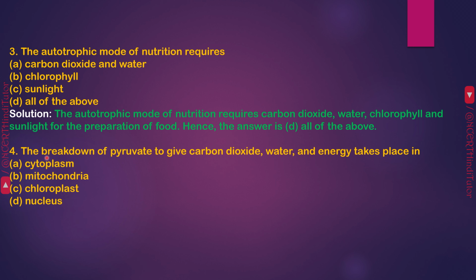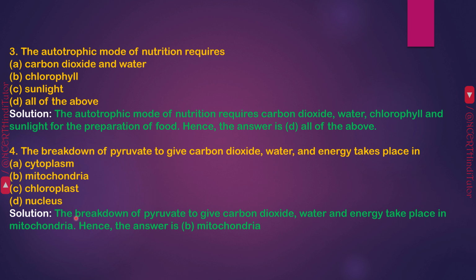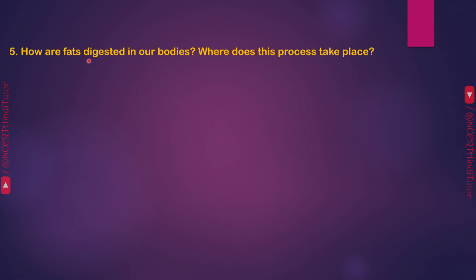Question 4. The breakdown of pyruvate to give carbon dioxide, water, and energy takes place in. Answer. The breakdown of pyruvate to give carbon dioxide, water, and energy takes place in mitochondria. Hence, the answer is B. Mitochondria. Question 5. How are fats digested in our bodies? Where does this process take place?